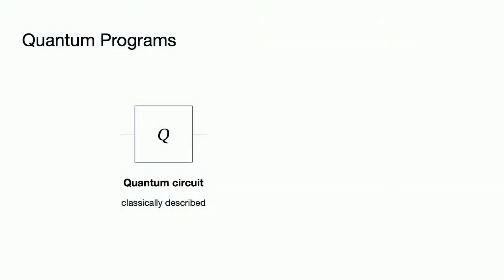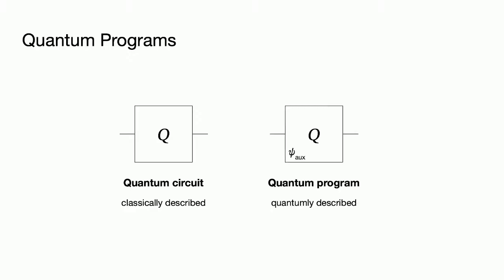So first, what do we mean by a quantum program? At its simplest, a quantum program is just a quantum circuit which has a classical description. A more general quantum program can consist of a quantum circuit together with an auxiliary quantum state that assists in the computation, and such a program has a quantum description. To execute this type of program on an input, one can just apply the circuit Q jointly on the input and the auxiliary state side to produce the output.